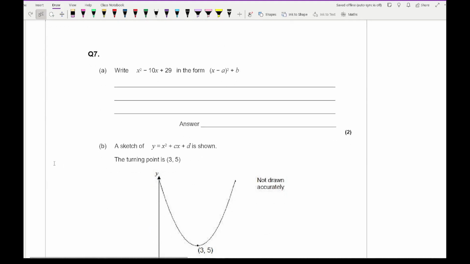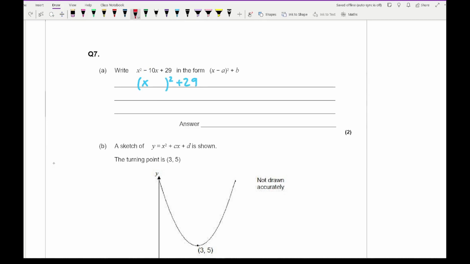Then moving on to question 7, it says write x squared minus 10x plus 29 in the form x minus a squared plus b. Don't be too concerned about the minus, because obviously this is minus here. Again, it's just giving you a helping hand. Basically, this question is asking us to write it in completing the square format. So again, I've got x squared minus 10x plus 29. I just need to write down the numbers.